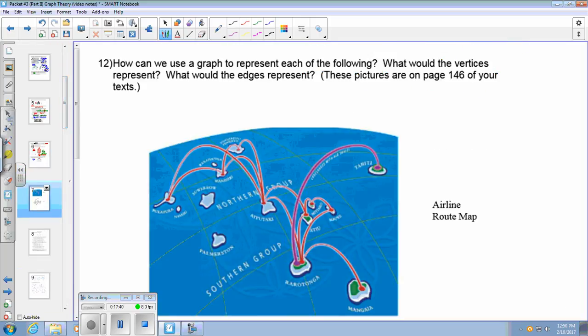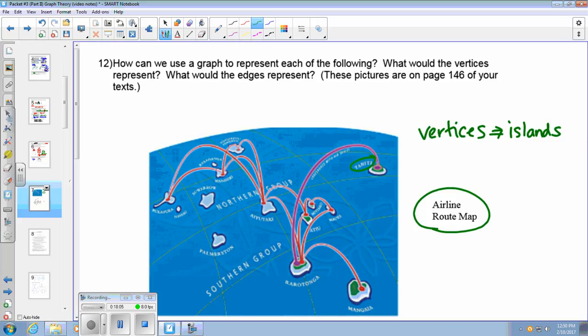Okay, on the next page, number 12, how can we use a graph to represent each of the following? What would the vertices represent and what would the edges represent? And these pictures again are in your textbook if you want to take a look at them on page 146. So this first one's an airline route map. And if you take a close look, we've got Tahiti over here. So our vertices or dots are going to be the islands. And these edges or lines that are connecting them are going to represent our flights. So they're going to tell you which islands it's possible to fly between.